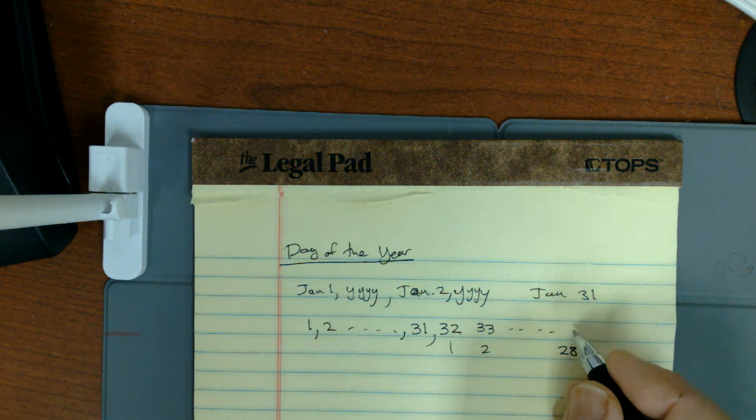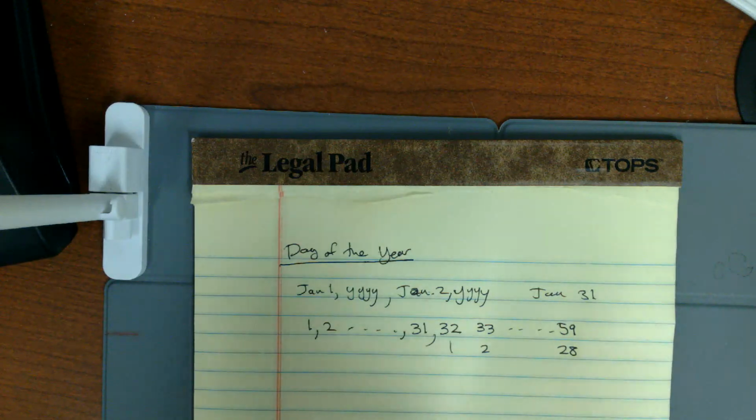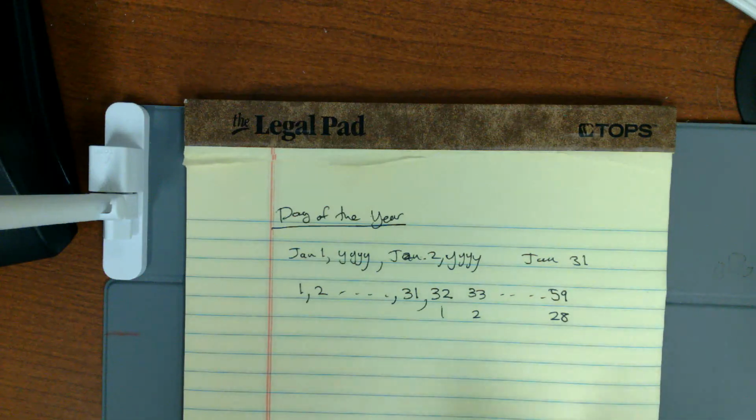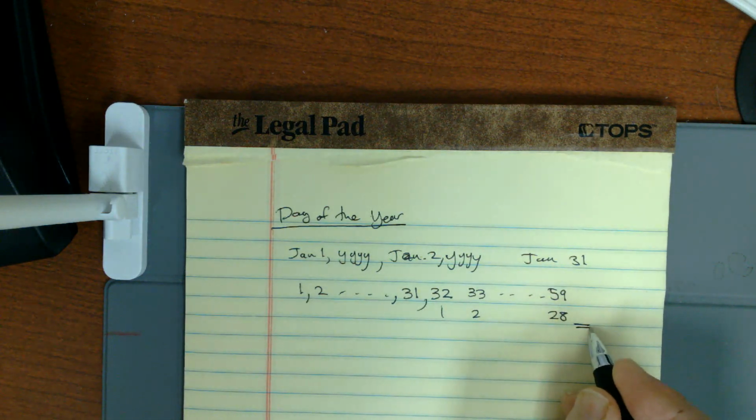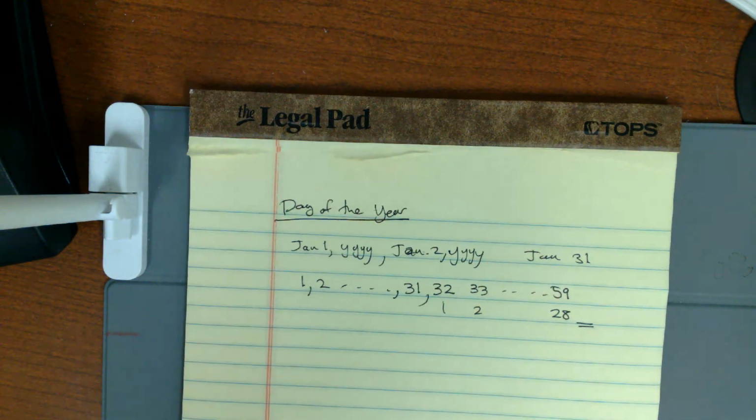February 28th will be the 59th day of the year. And then we have to start asking ourselves whether or not this is a leap year. When we start talking about what day of the year it is, whether it is a leap year or not starts to matter after the 28th of February.